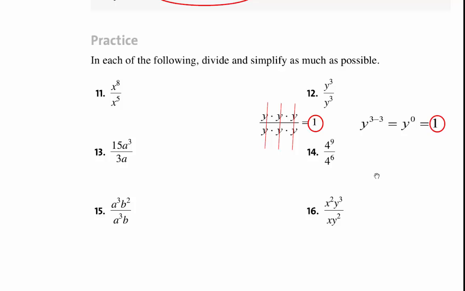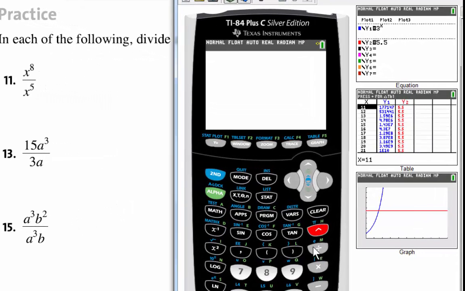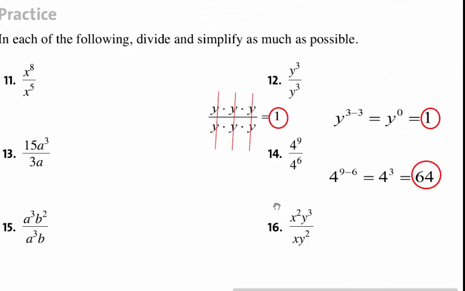Let's take a look at problem 14. So again, I'm going to use the division property, and I'm going to subtract my exponents, 9 minus 6, to get 3. And 4 raised to the 3rd is 64. Just want to verify that with my calculator. Yep, 4 cubed is indeed 64.